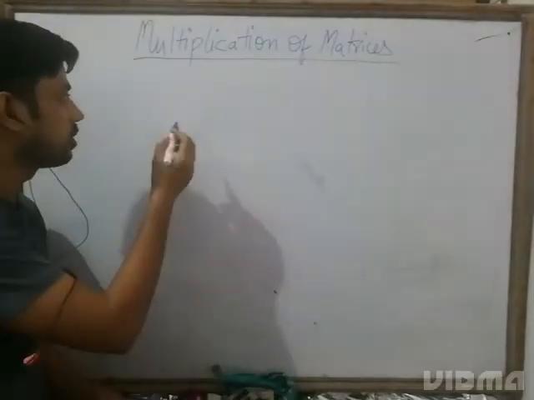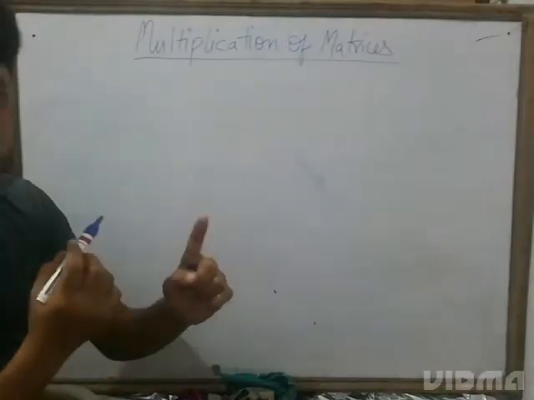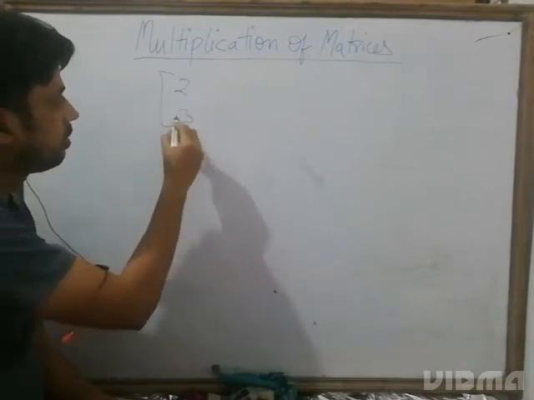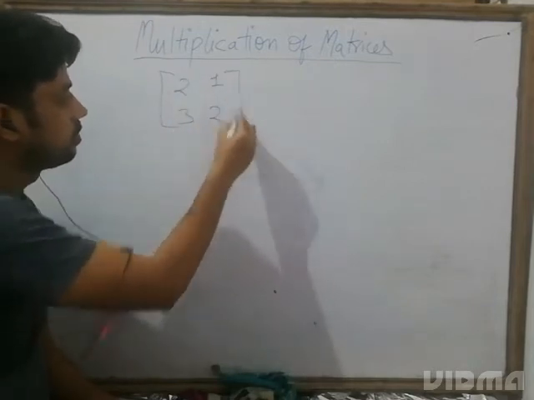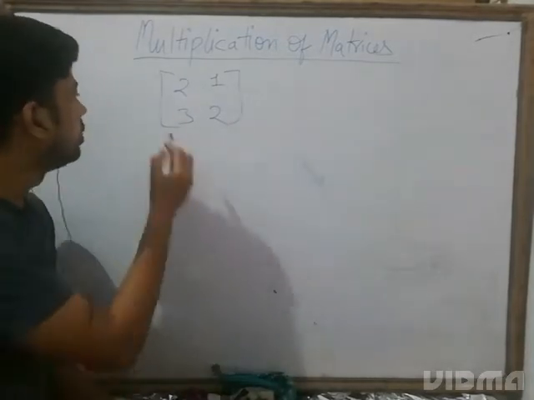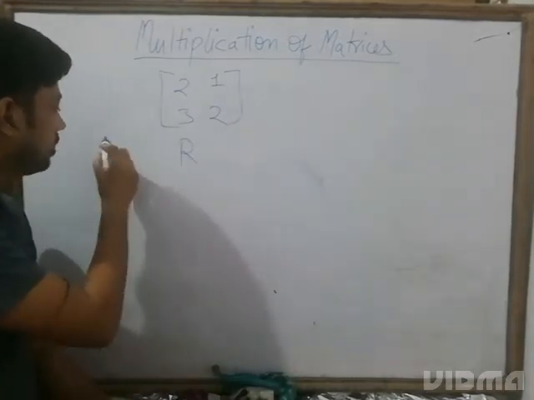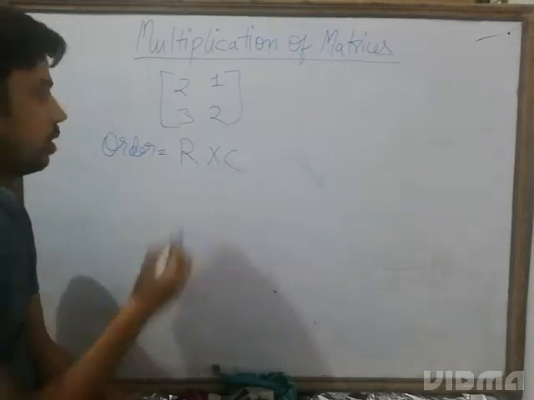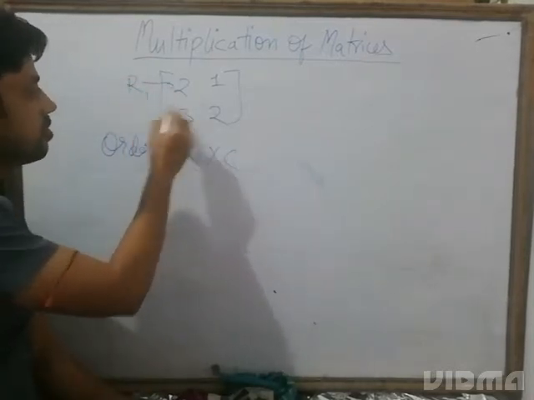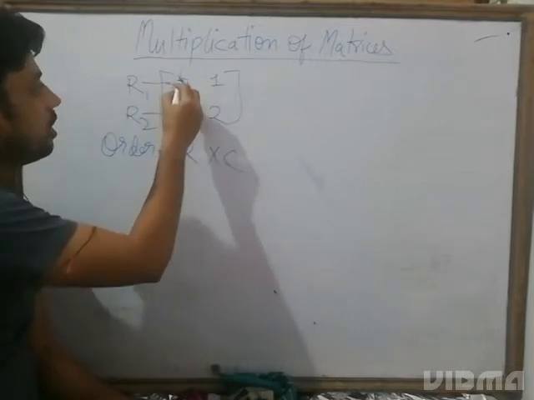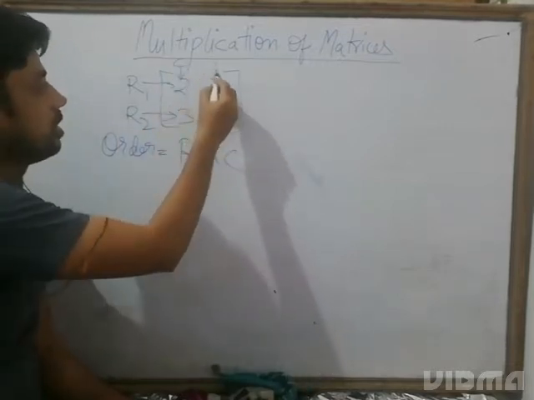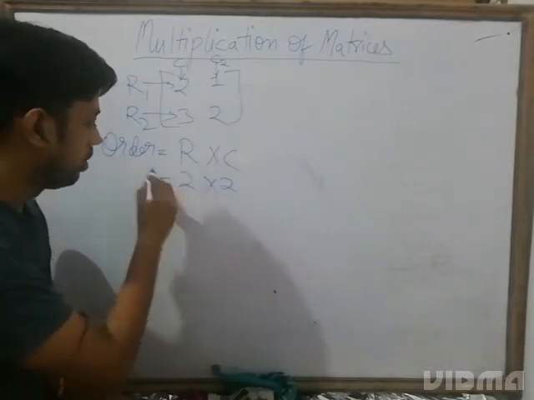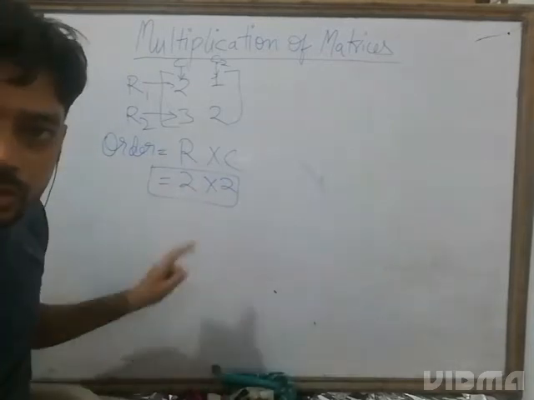Okay, so first of all, before understanding the multiplication of matrices, we have to understand the order of matrices. Suppose I have written a matrix over here. What is its order? Order is always written in the form of row into column. So how many rows are there? This is R1, the first row, and this is R2, the second row. And this is column 1, and this is column 2. So the number of rows is 2 and the number of columns is 2. So the order of the matrix is 2 into 2.